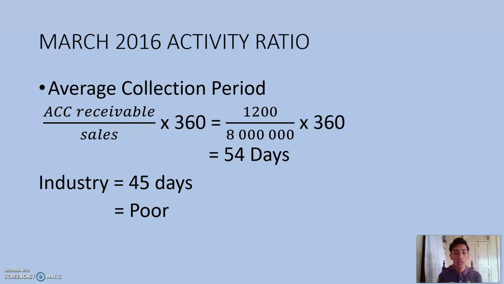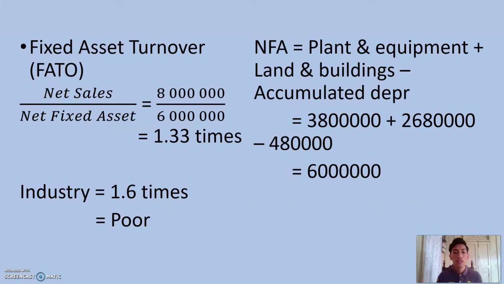Compared to the industry, the performance of this company is poor because the collection period for the industry is only 45 days. The shorter the time, the better. So the industry has better performance compared to the company. The next one is fixed asset turnover.